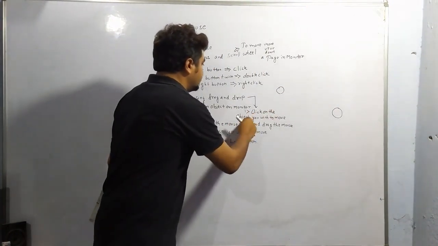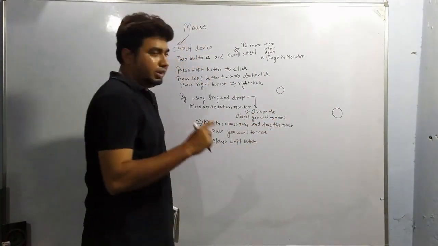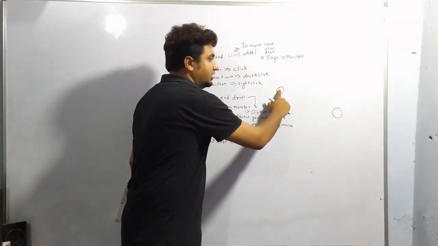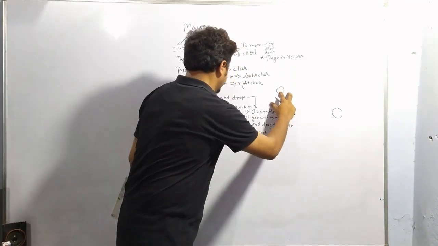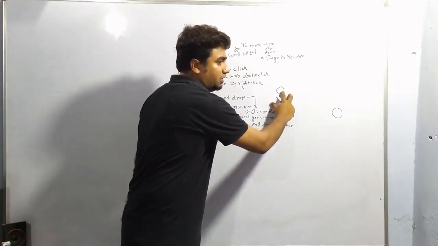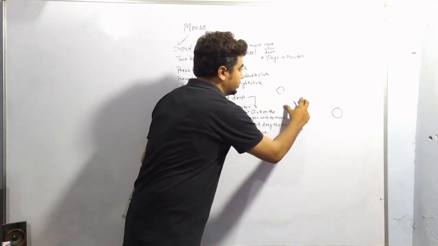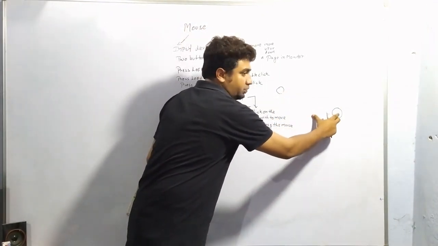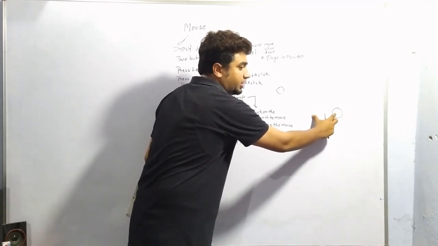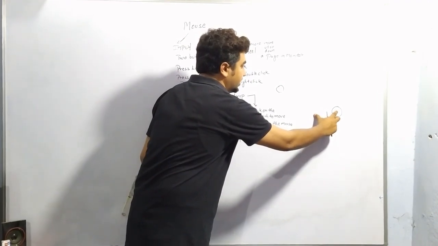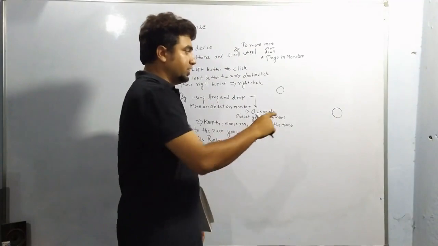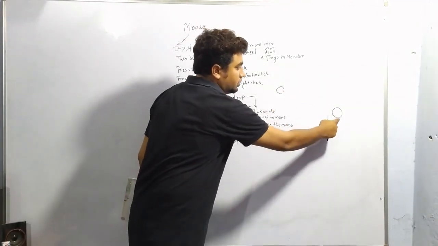So click on the object you want to move. Click means left click. So I'll be pressing the left click, and then you have to drag the mouse. The mouse button has to remain pressed, and now you have to drag the mouse and keep moving to the location you want, the desired location. When you reach the desired location, you release the left button.